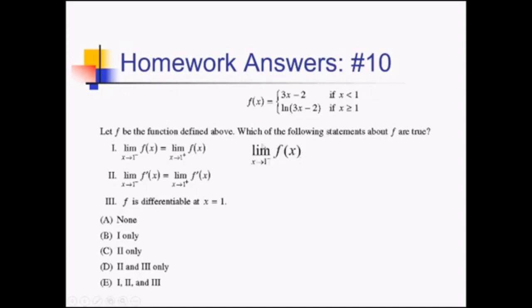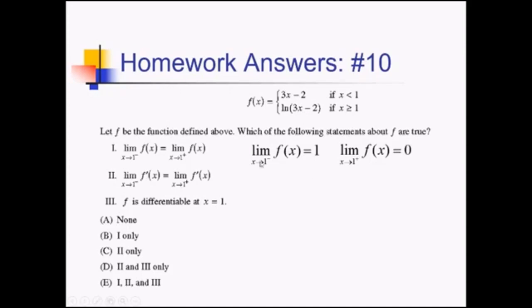Left side limit, as x approaches 1 from the left, that's going to be basically plugging 1 into this first rule up here. So 3 times 1 minus 2, that's going to give us just 1 for that limit. And now the right side limit at 1, now we're going to plug 1 into this bottom rule here. So we've got 3 times 1 minus 2, which is 1, but we're taking the ln of 1, which means we're going to actually end up with 0 for that one.